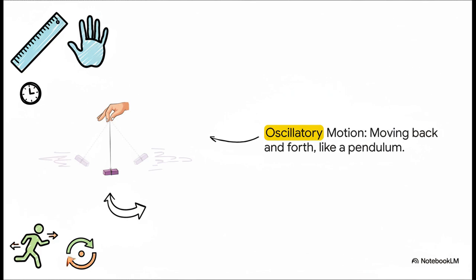And our third type is oscillatory motion. Now, this one is a repetitive back and forth movement. Just think of a swing in the park. It goes to one side, then to the other, and back again. Or the pendulum of an old clock. Tick-tock, tick-tock. That's oscillatory motion.